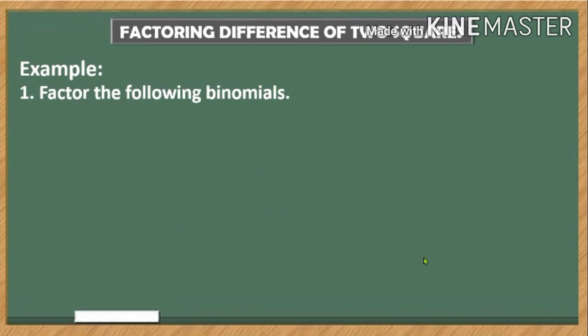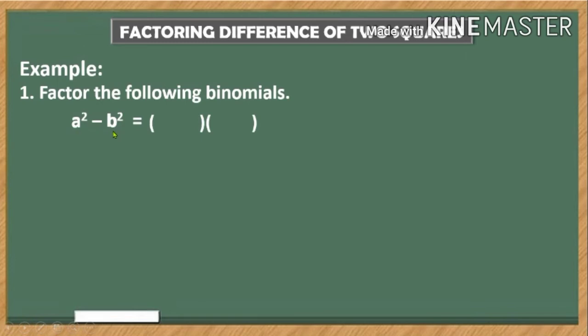Factor the following binomials. So in this case, we have here a squared minus b squared. Okay? Now, in this first term, our base is a, and the second term, our base is b.